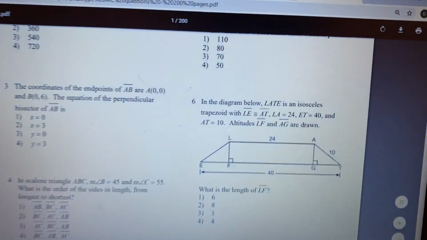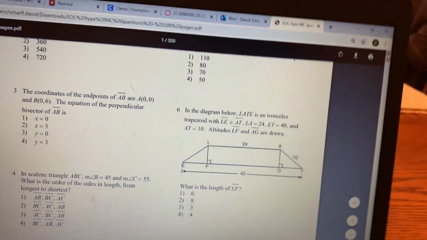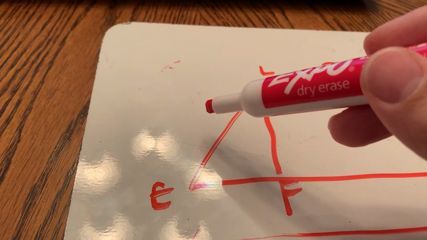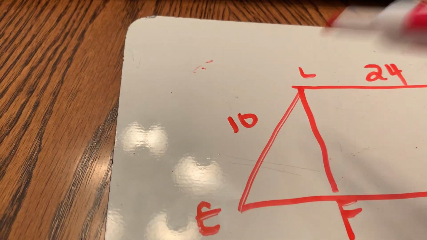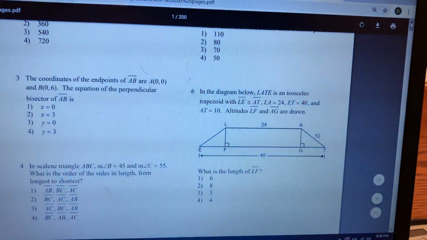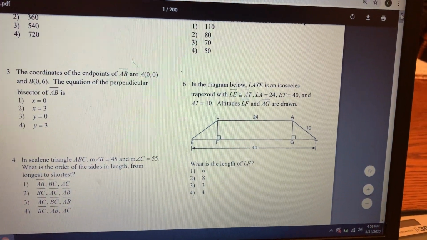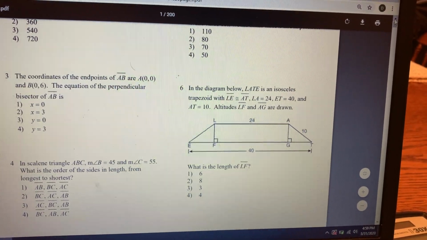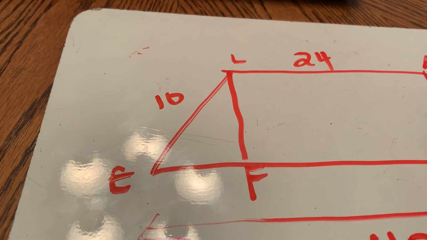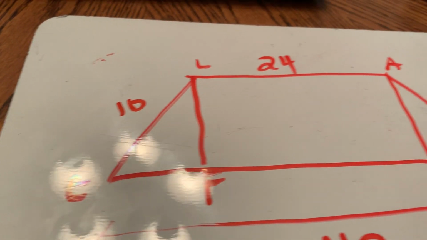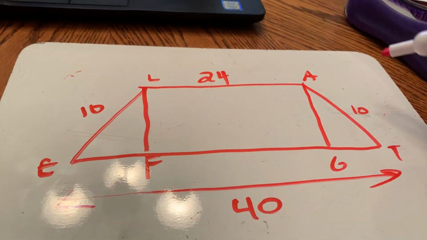All right. So, what do we know? Line segment LE is congruent to line segment AT. So since that's 10, that's 10. Everything else we already have. Altitudes LF and AG are drawn. What's important about those being altitudes? They're going straight down. So essentially, we formed a rectangle and 2 right triangles.